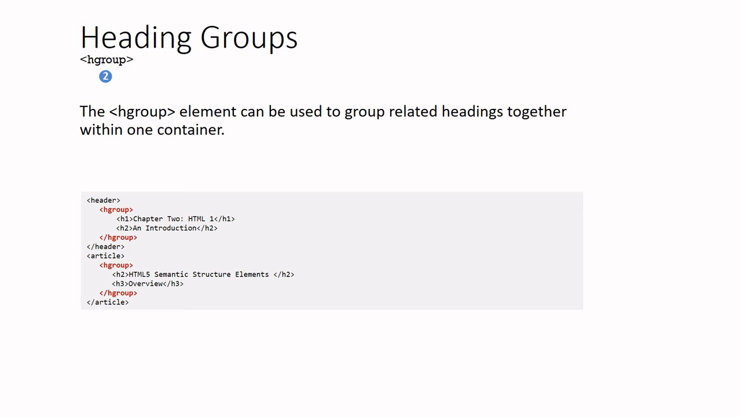Here again it is not mandatory. You can write hgroup inside the header, and you can even write the hgroup inside the article section also. So there is freedom. But keep in mind that hgroup elements can be used to group related headings together within one container.